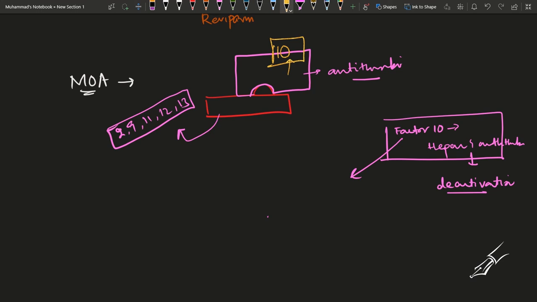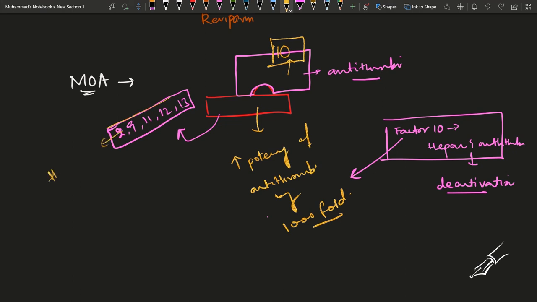The only role of this low molecular weight heparin is to increase the potency of antithrombin by about 1000-fold. So as we have discussed, it has no effect on the factors like 2, 9, 11, 12, 13. Factor 2 is called thrombin.